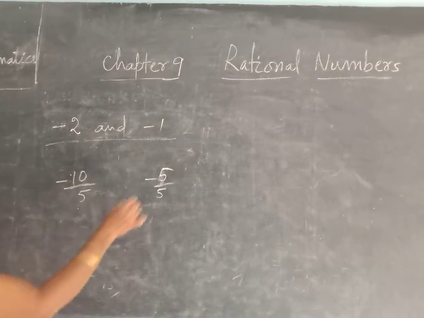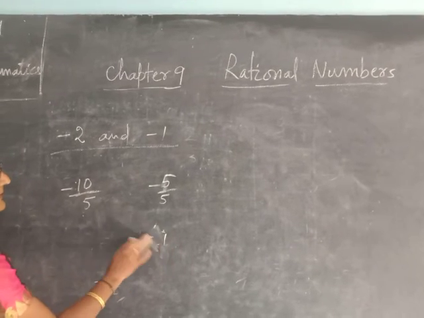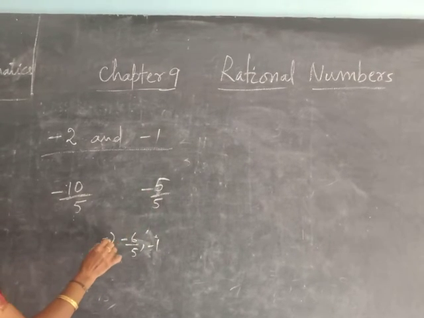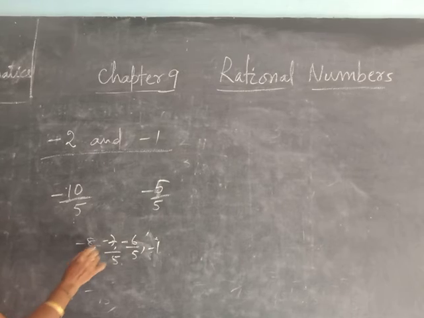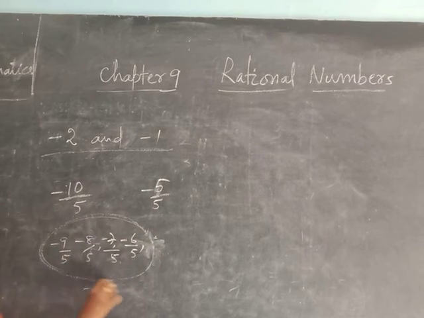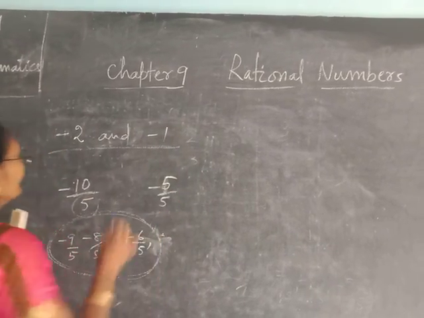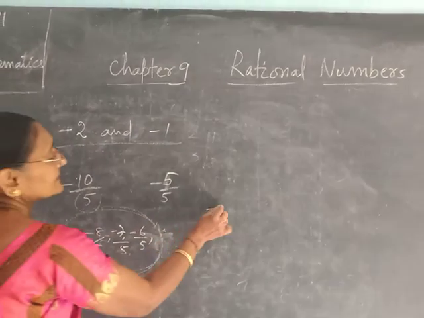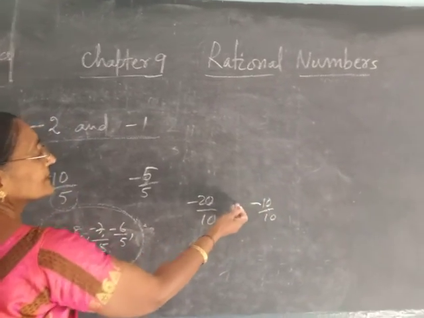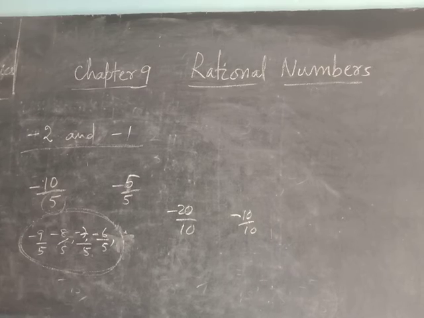Between these, how many numbers are there? Minus 5 by 5 means minus 1. Then afterwards minus 6 by 5, then minus 7 by 5, then minus 8 by 5, then minus 9 by 5. So between these two there are 4 numbers. If you want more, you change the denominator. If you take 10, then it will come minus 20 by 10 and minus 10 by 10. So between these how many are there? Minus 11, 12, 13, 14, 15, 16, 17, 18, 19 by 10. That many numbers are there. Do you understand? I hope you understood.